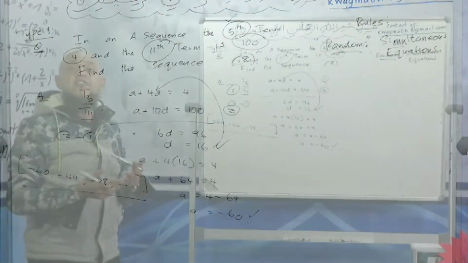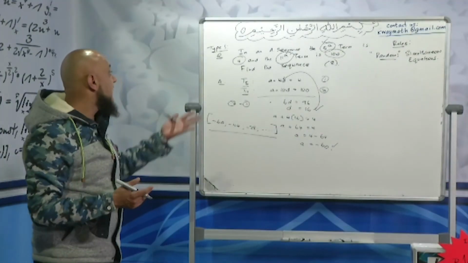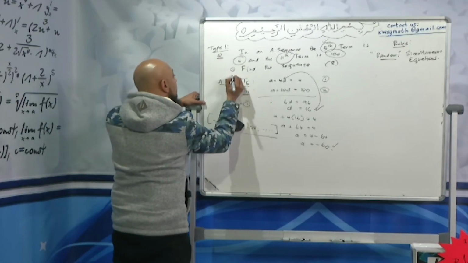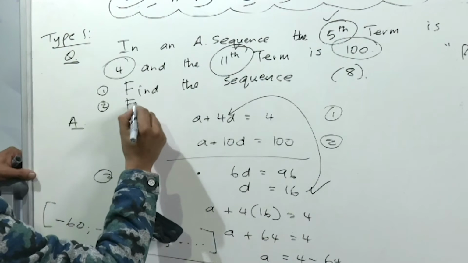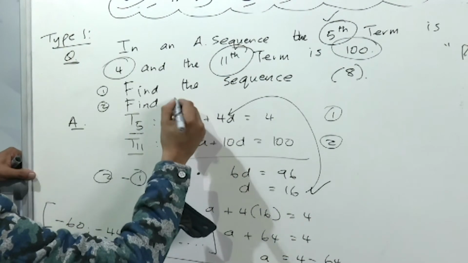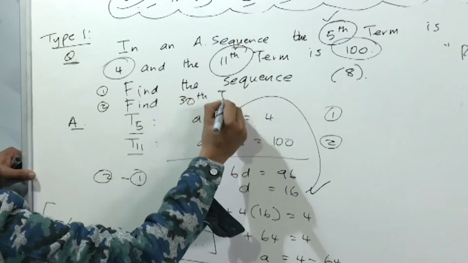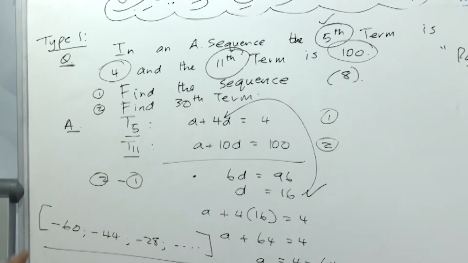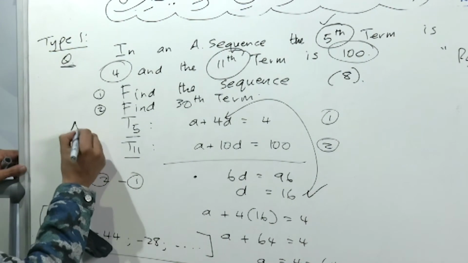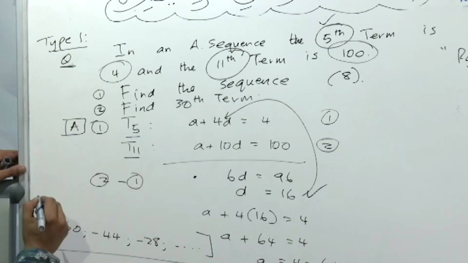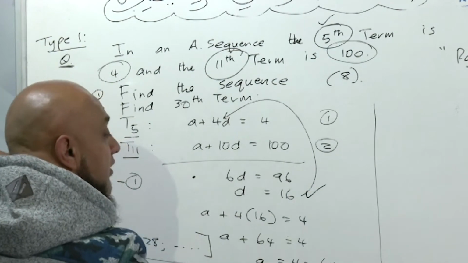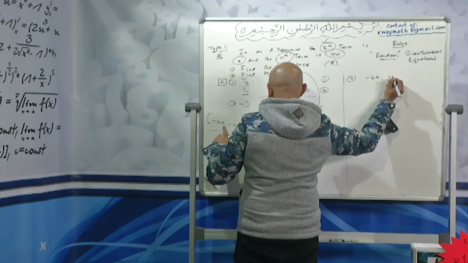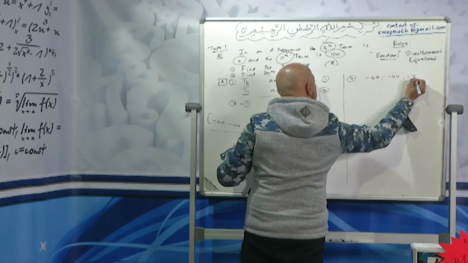Now say that this was question number 1: find the sequence. They can also ask question number 2: find the 30th term. Okay, let's answer question number 2. This was the answer to question number 1. Let's answer question number 2 on the side here. We've got minus 60, minus 44, negative 28.